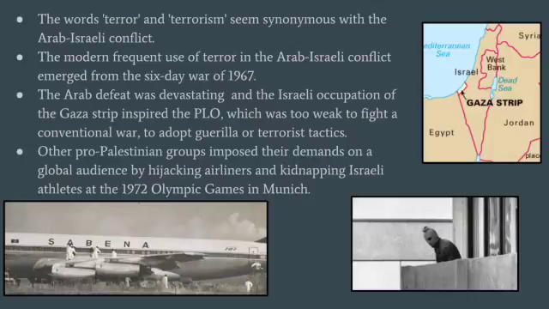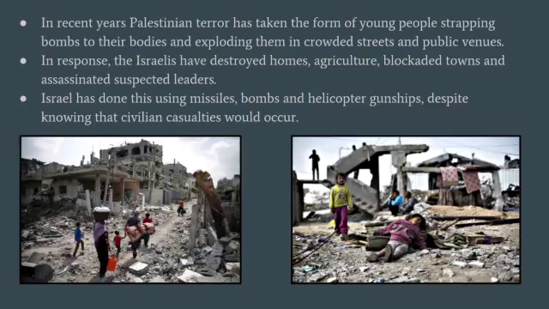The modern use of terror in the Arab-Israeli conflict emerged from the Six-Day War of 1967. The devastating Arab defeat and the Israeli occupation of the West Bank and Gaza Strip inspired the PLO, which was too weak to fight an orthodox struggle, to adopt terrorist tactics. Other pro-Palestinian groups imposed their demands on a global audience by hijacking airliners and kidnapping Israeli athletes at the 1972 Olympic Games in Munich. In recent years, Palestinian terrorism has taken the form of young people strapping bombs to their bodies and exploding them in streets, markets, buses and cafes crowded with Israelis.